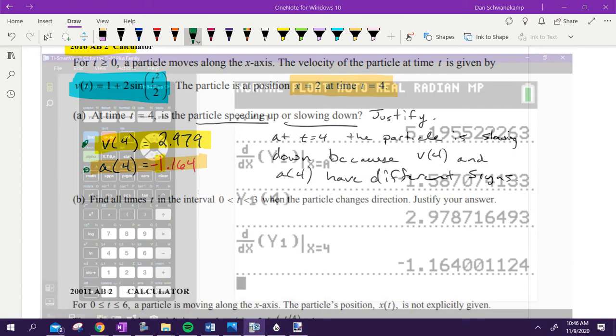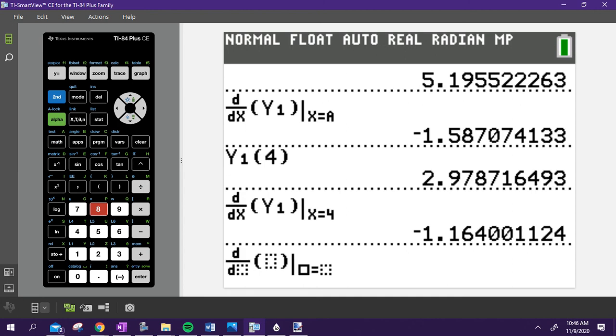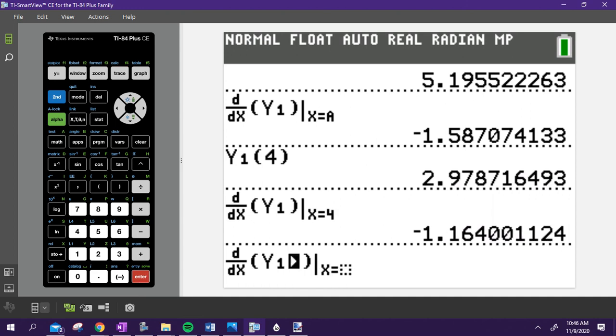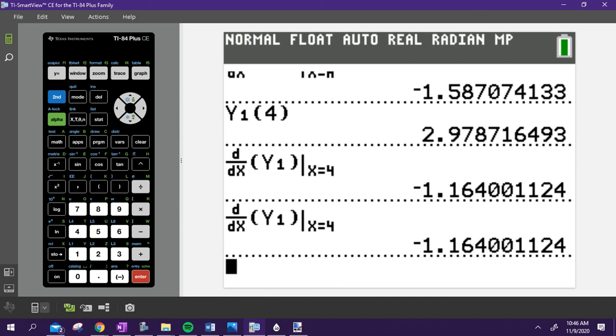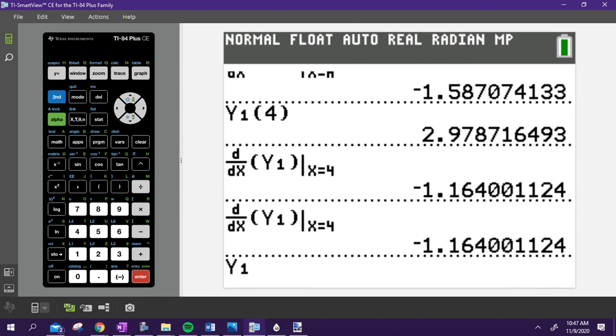Yeah, so we found the derivative. To find acceleration, they gave me velocity. I found the derivative, so I went math 8. And then I plugged in that equation. Remember, that is alpha F4, and we plugged in Y1 right there. Remember, we hit alpha and F4, and alpha F4 gives me that secret menu to pick Y1. Same sign, speeding up; different sign, slowing down. Other questions there?